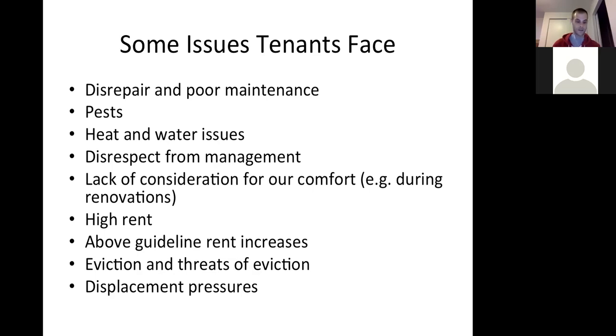We're all dealing, I think, with very high rent. And if we don't have high rent right now, then we're dealing with displacement pressures because our landlords want to get rid of us in order to raise the rent. So these are the types of issues that often push us to form tenant associations, but also the types of issues that we could organize around and try to address through a tenant association.